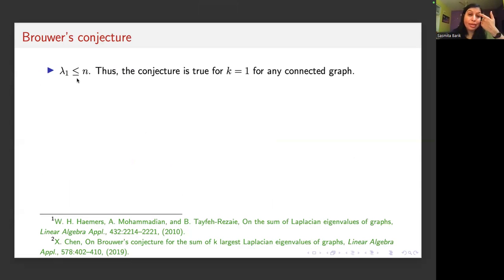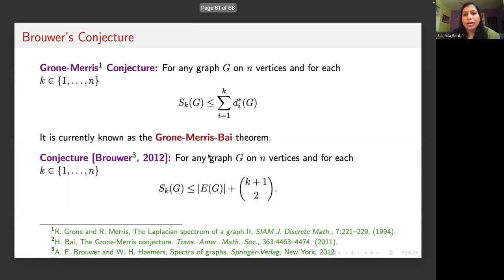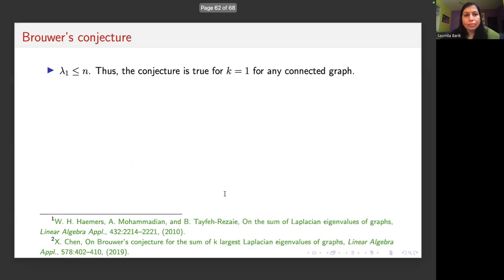Like when I take k equal to 1, obviously S_1(G) is only lambda 1. So lambda 1 is less than or equal to n. So that way you can prove easily that lambda 1 is less than or equal to n. So S_1(G) will be less than or equal to this quantity for a connected graph. For a connected graph, this will be at least n minus 1, and from here you will get it. So for k equal to 1, this is true.